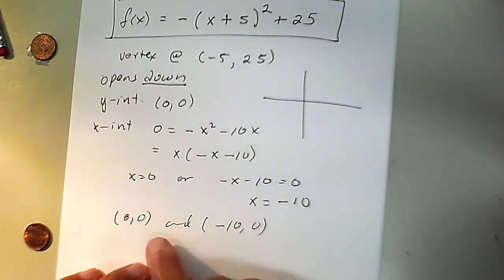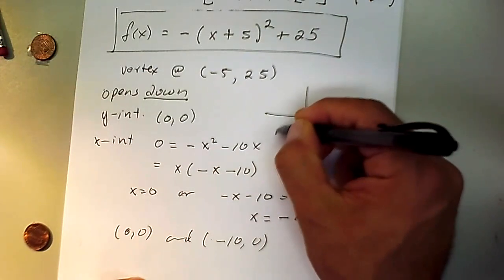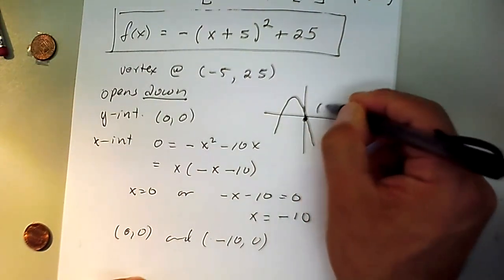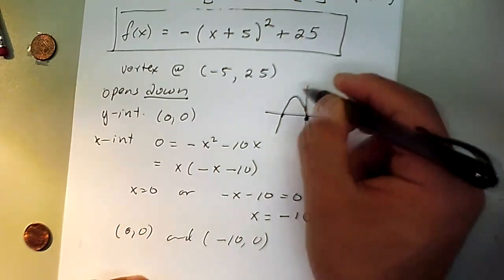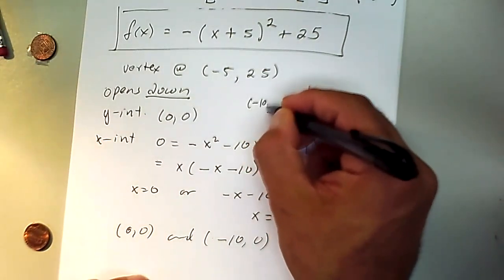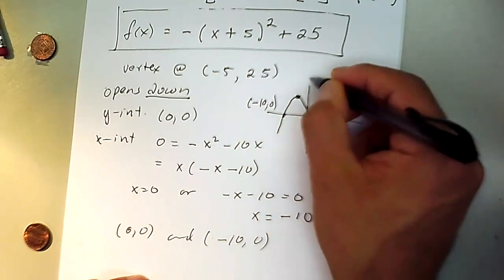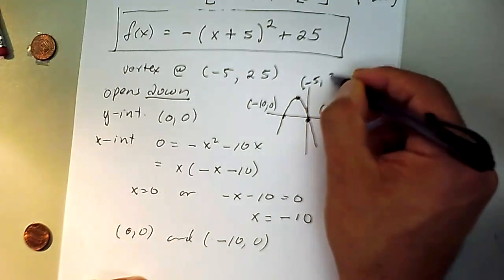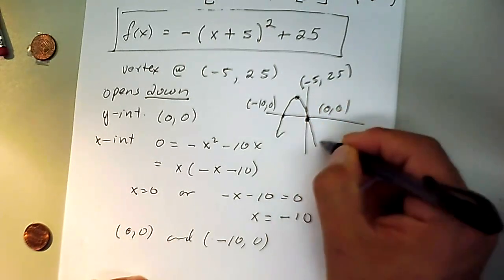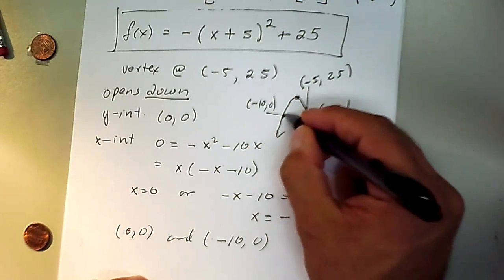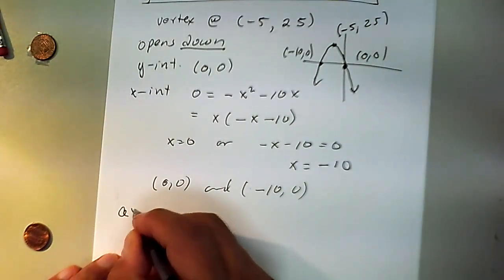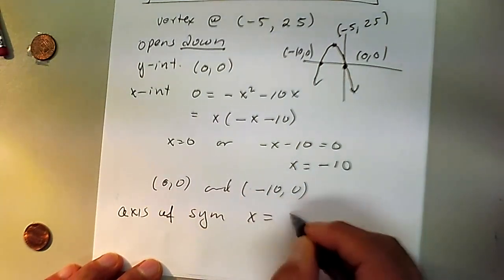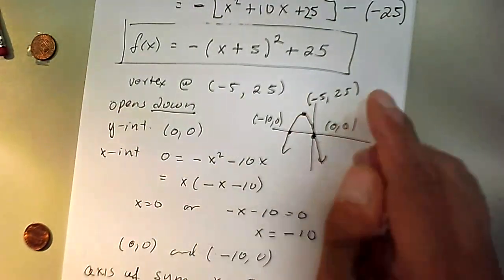X-intercepts are negative 10 and 0. So this is a sketch of the parabola going through 0, 0, negative 10, 0. The vertex up here is going to be negative 5, comma 25. Yep. So that's a good sketch. And then we have the axis of symmetry, x equals 5. There it is.